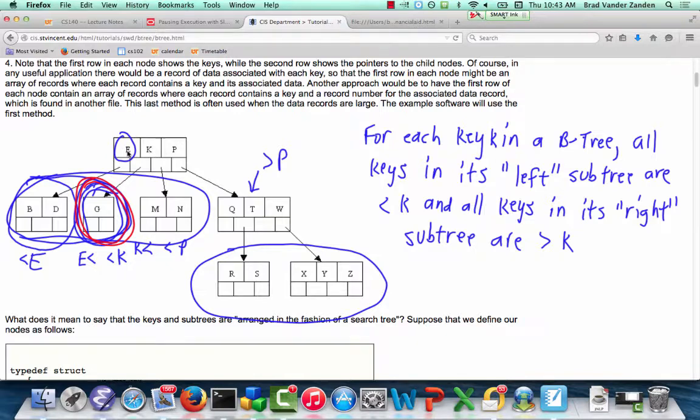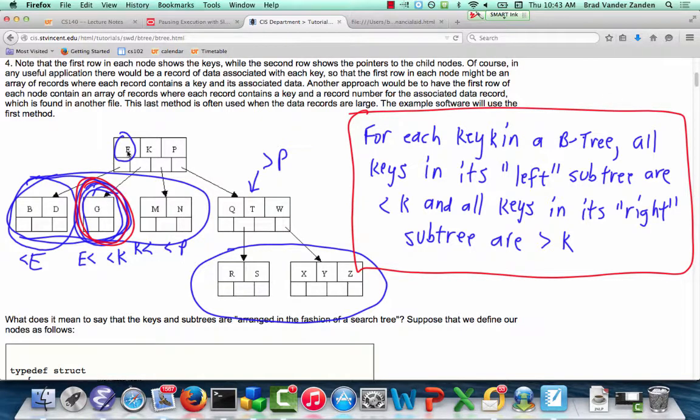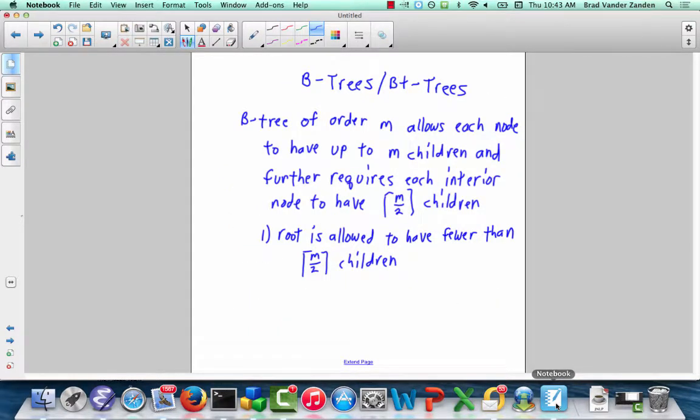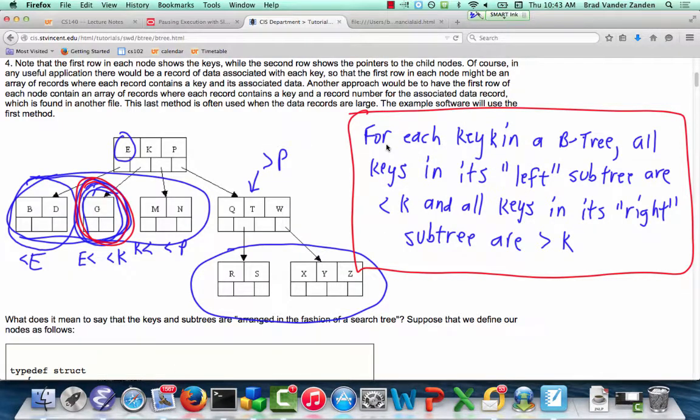I wish I could just find a way to copy this over to here, but I can't, and I'm not going to take the time to rewrite it. But the second condition is what I just wrote right here. So this is condition 2. For each key k in a B tree, all keys in its so-called left subtree are less than k, and all keys in its so-called right subtree are greater than k.